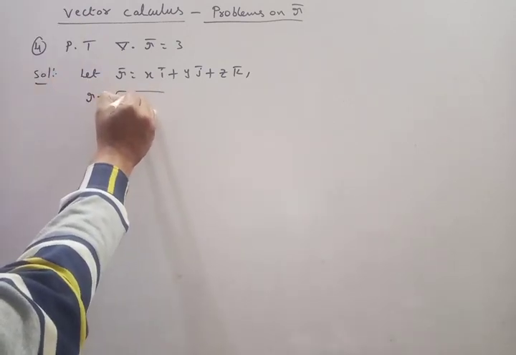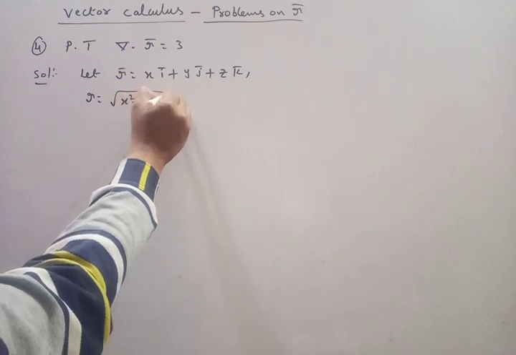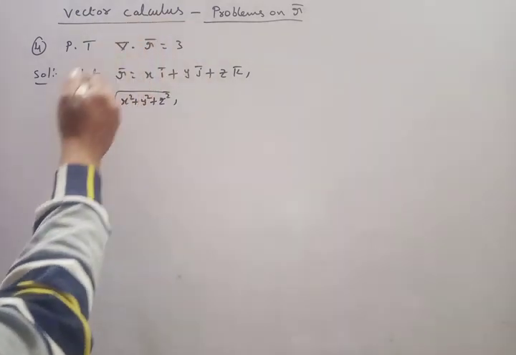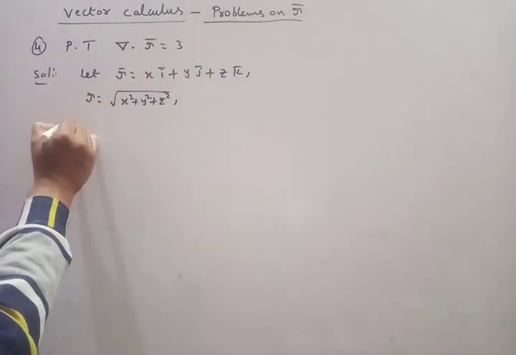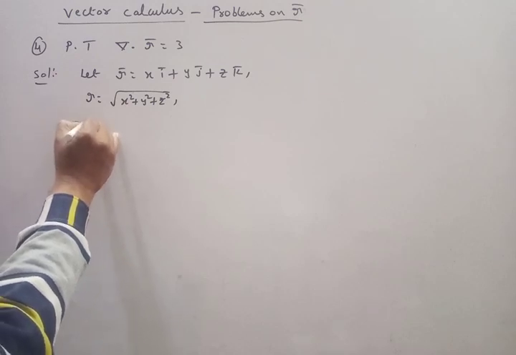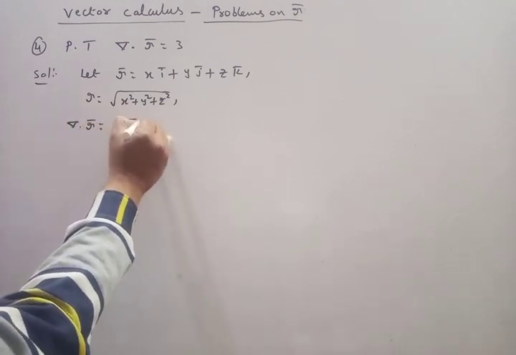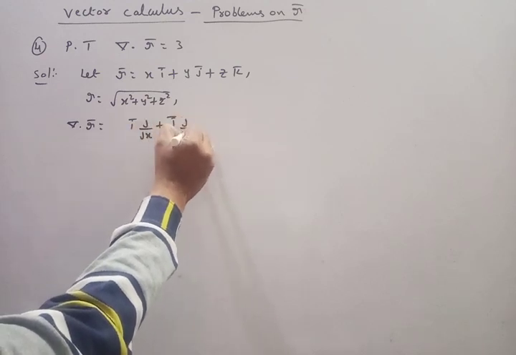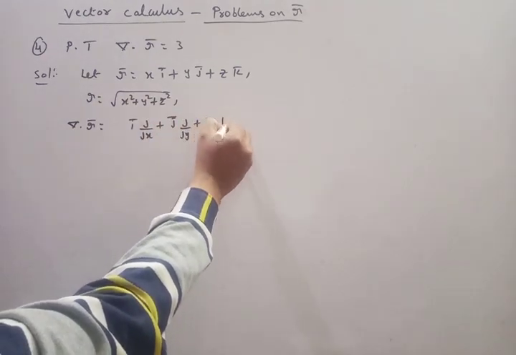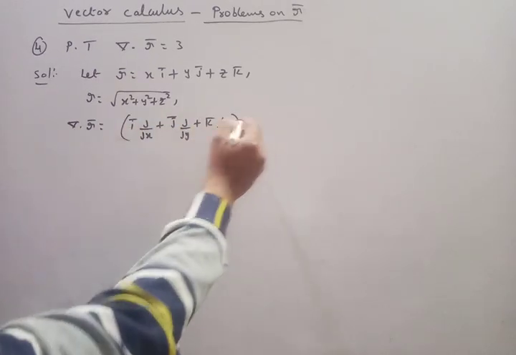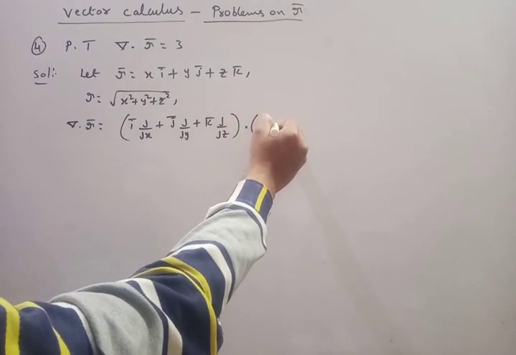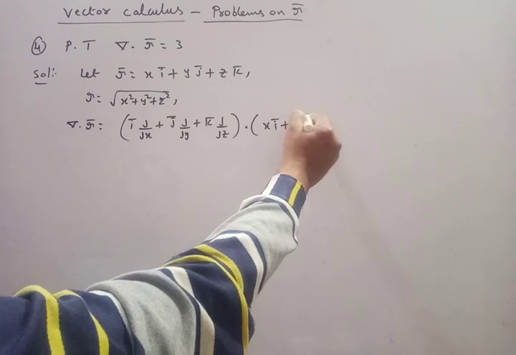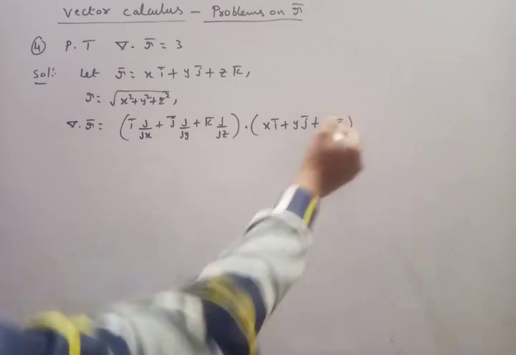Square root of x square plus y square plus z square, then ∂r/∂x and all we write. So del dot r bar is what? Del is i bar ∂/∂x plus j bar ∂/∂y plus k bar ∂/∂z, correct? So dot product with r bar, x i bar plus y j bar plus z k bar.